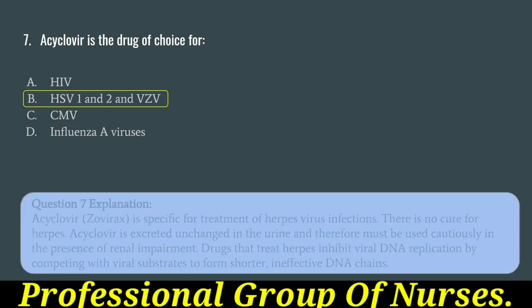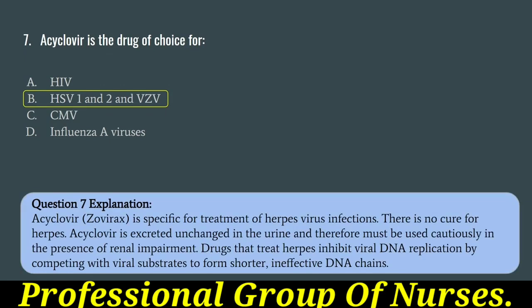Question 7 explanation: Acyclovir, Zovirax, is specific for treatment of herpes virus infections. There is no cure for herpes. Acyclovir is excreted unchanged in the urine and therefore must be used cautiously in the presence of renal impairment. Drugs that treat herpes inhibit viral DNA replication by competing with viral substrates to form shorter, ineffective DNA chains.